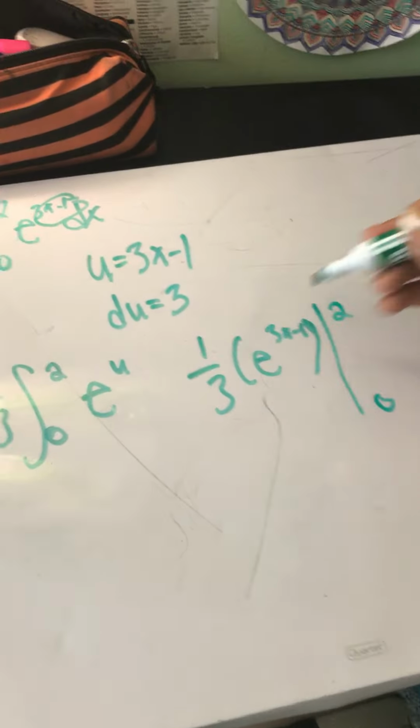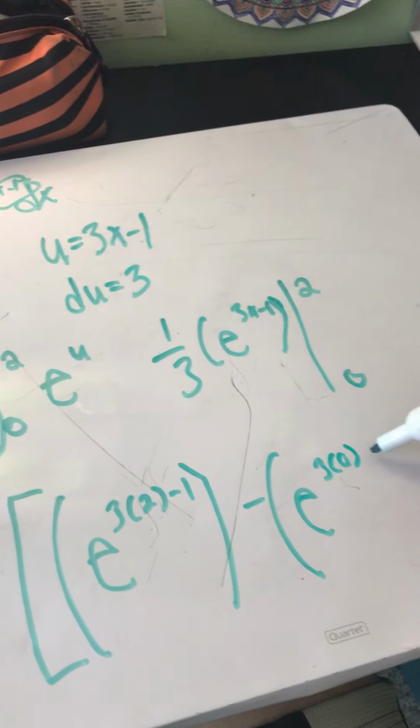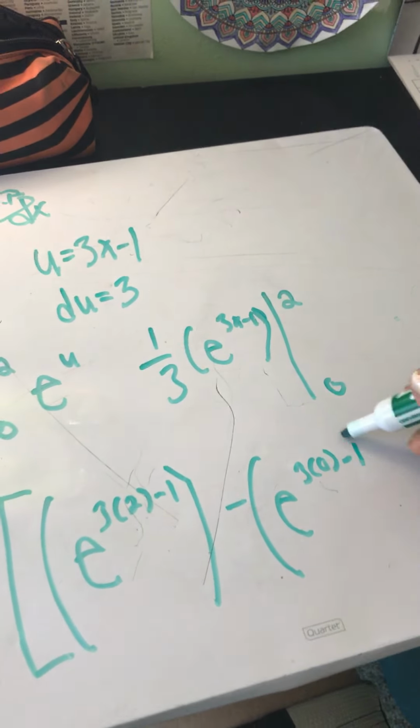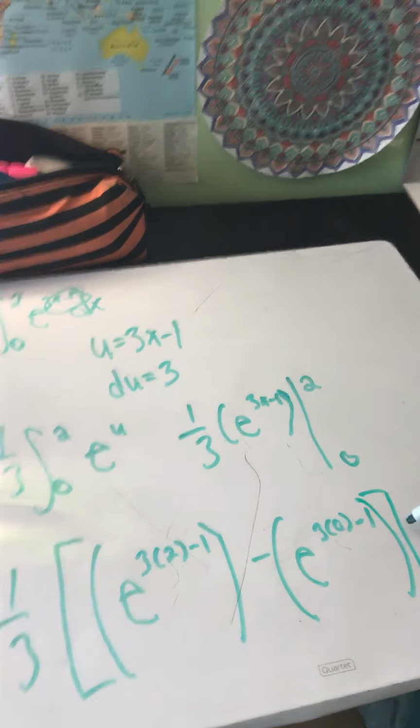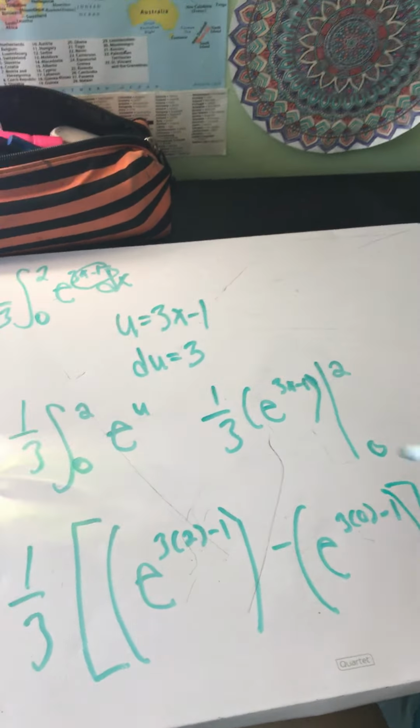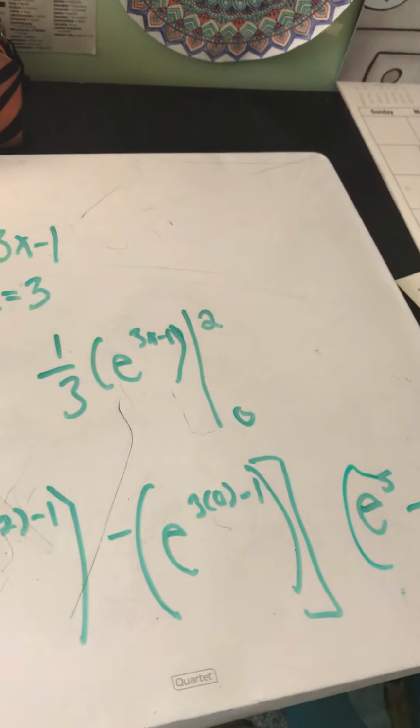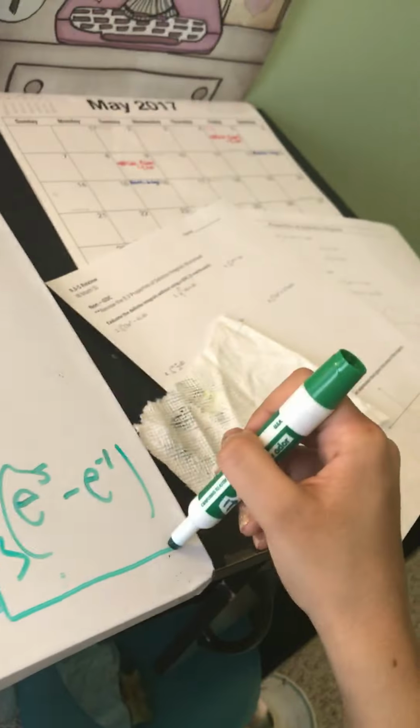E to the 3 times 2 minus 1, minus e to the 3 times 0 minus 1. And from there, we get e to the 6 minus 1, so basically e to the 5th minus e to the negative 1. And don't forget about the 1/3. And that's your final answer. Okay.